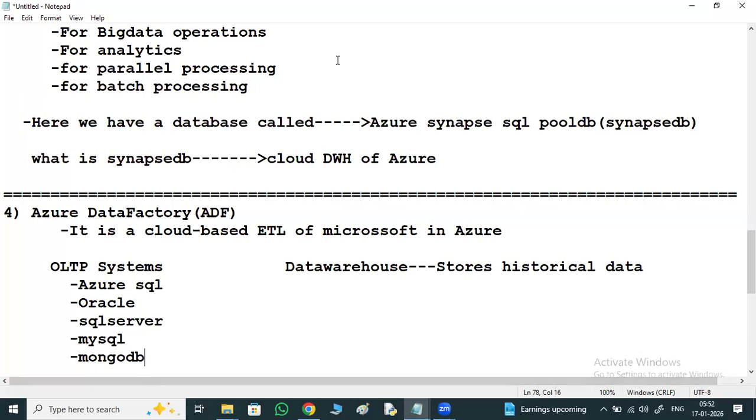In case of data warehouse: Azure Synapse, Teradata, Netezza, Vertica. These are specialized databases used for data warehouse especially.